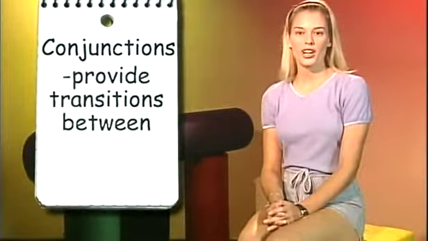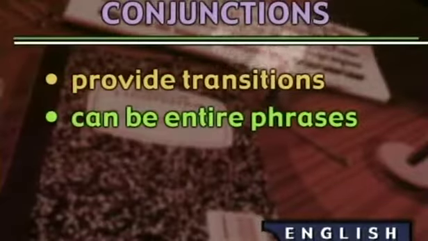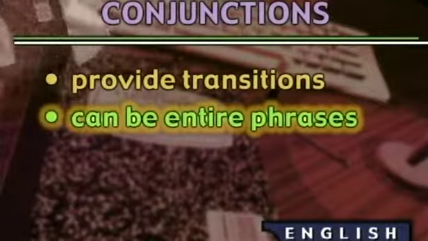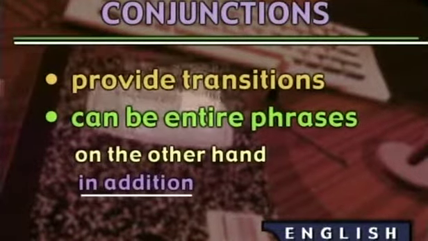Conjunctions are words that provide transitions between sentences and parts of sentences. Some examples of conjunctions are and, but, or, and therefore. Sometimes an entire phrase of words can serve as a conjunction. On the other hand, and in addition, are great examples.